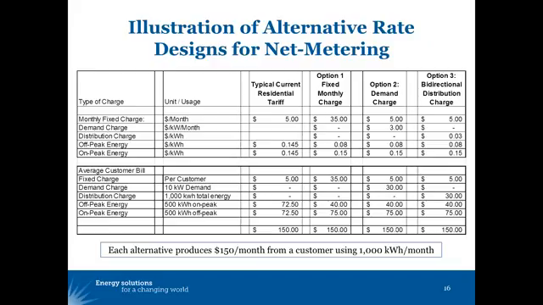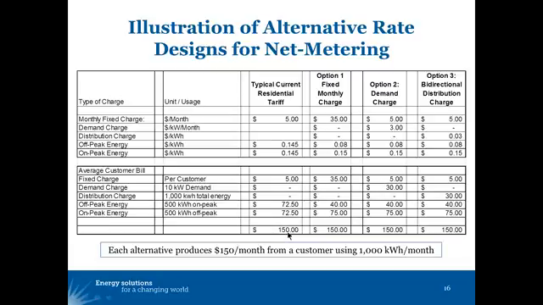So with that background, this is a table from the paper that looks at alternative rate designs for net metering. We're starting in this case with a residential tariff that's a flat rate, $5 a month fixed charge to cover billing and collection costs, and a 14.5-cent energy rate. And for our customer that's using 1,000 kilowatt hours a month, half of it on peak, half of it off peak, that customer pays $150 a month.